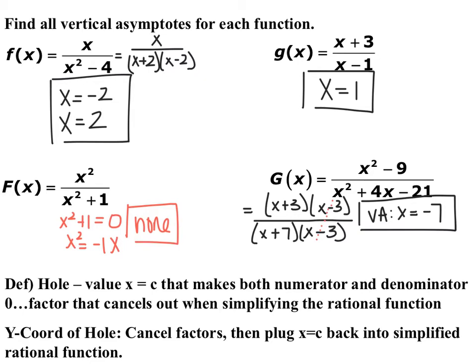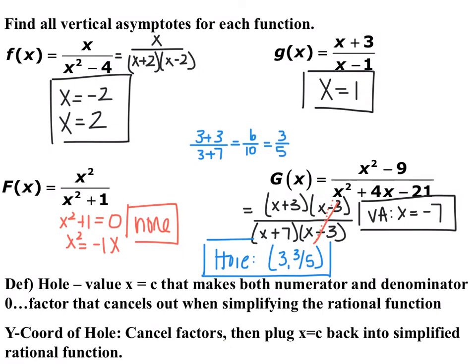So a hole is a point that makes both the denominator and the numerator equal to 0, and you can tell it cancels, a factor cancels here. That's when you know there is a hole. So at x equals 3, there's actually a hole that is an open circle in the graph, but we need to find its y-coordinate. So the way that we do that is we plug this 3 back into the function. After we cancel off this x minus 3 factor, you plug 3 back in for x.